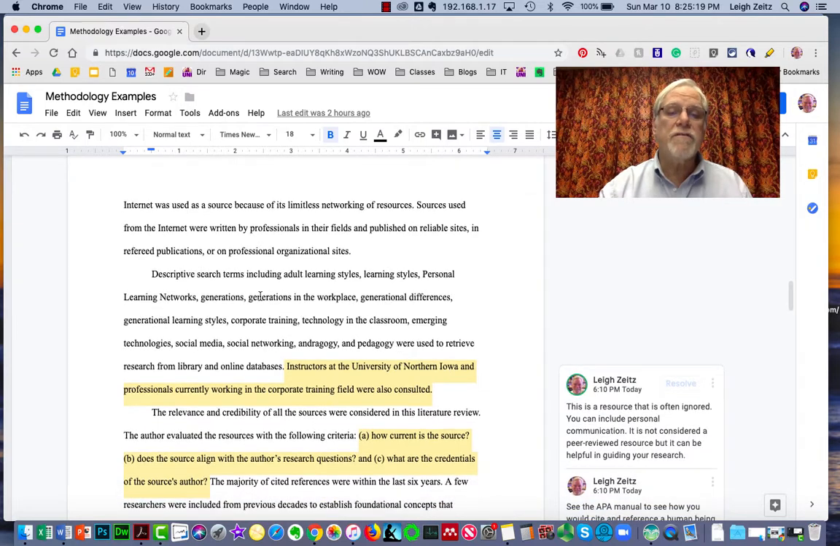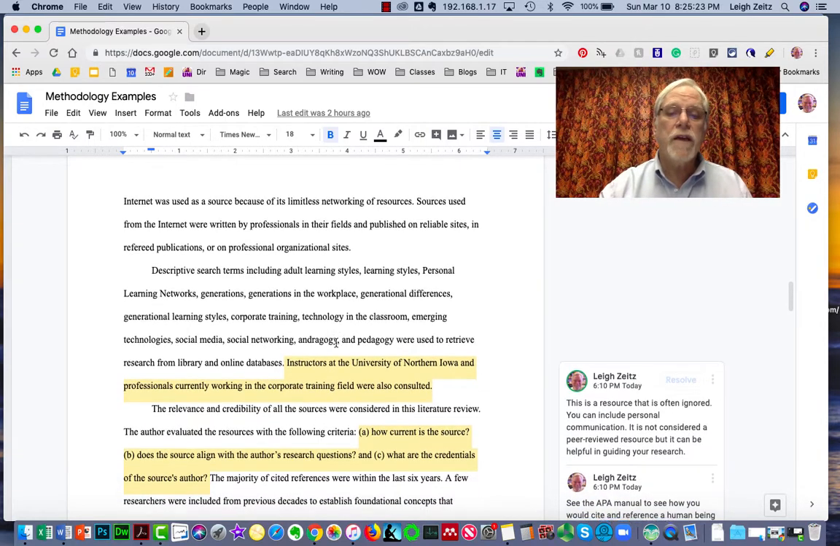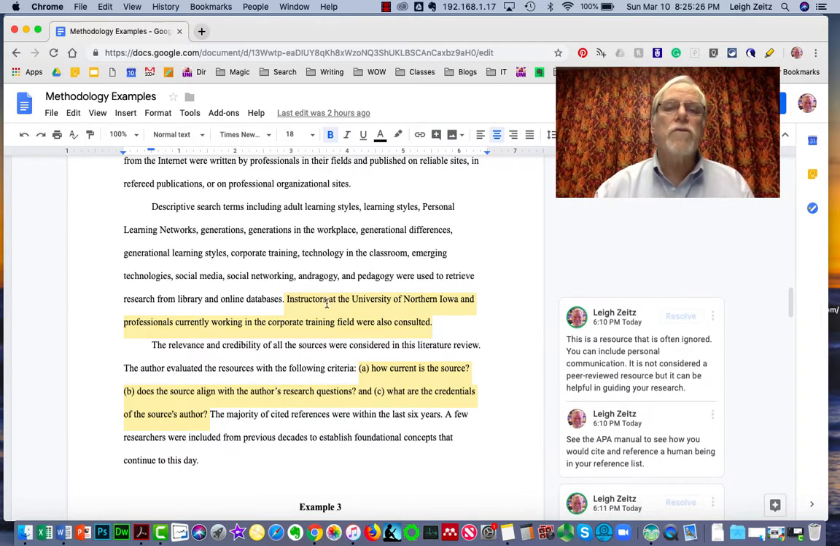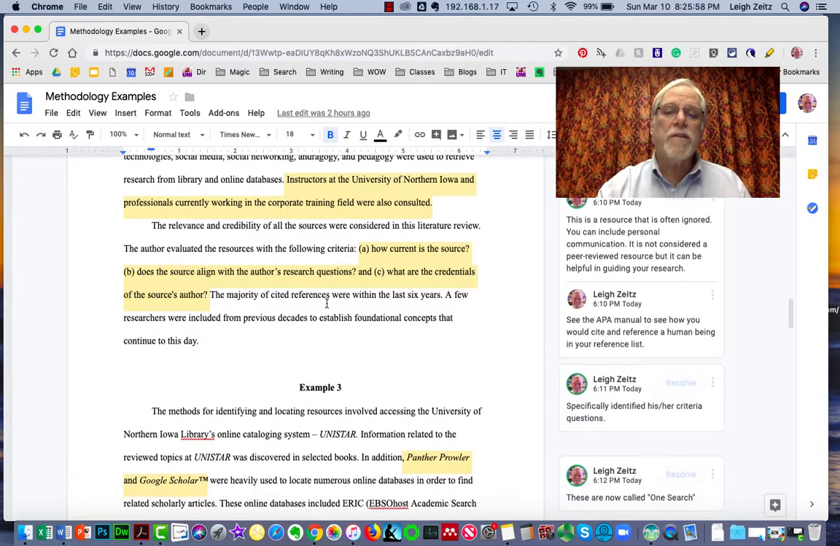And they went down, identified the descriptors that they used. Here they're talking about instructors at the University of Northern Iowa and professionals currently working in the corporate training field who were also consulted. Now, this is something I know we haven't talked about before, but if you have resources that you can use to find out more about this, you can actually cite those in your research. Now, they're not considered one of the peer-reviewed resources, but it is something that can help guide your research, and you might as well give them credit for it. Down here, you should take a look at the APA to see how to cite those. You can find out how to do that.